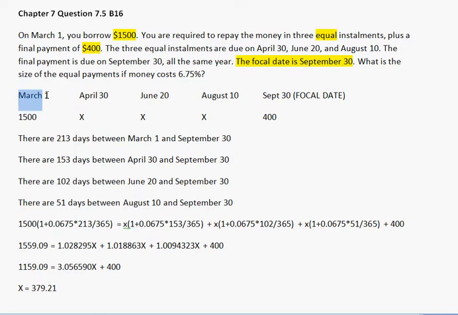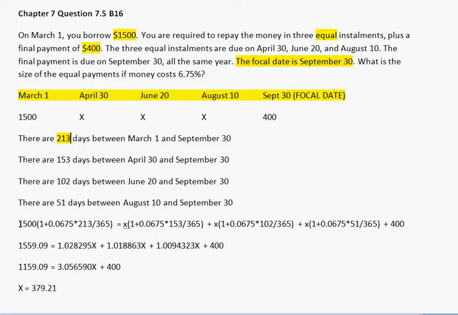Here I've constructed a timeline of what is happening. We borrow the money and then we repay it X, X, X, and finally on the focal date $400. We need to calculate the number of days between each event and the focal date. So for example, there are 213 days between the 1st of March and September the 30th, and so on. This is very important. Remember, everything has to go from the focal date.